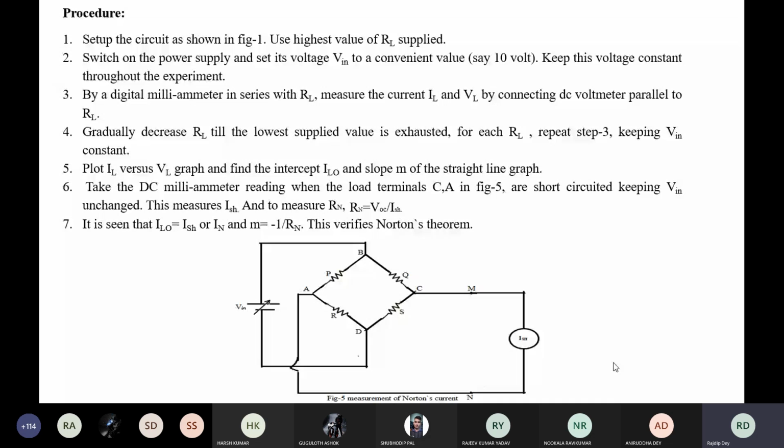Okay, we'll discuss this later. Let's concentrate on the experiment.